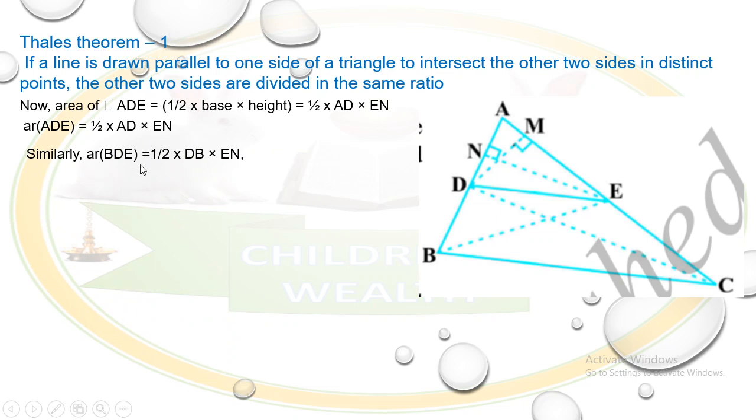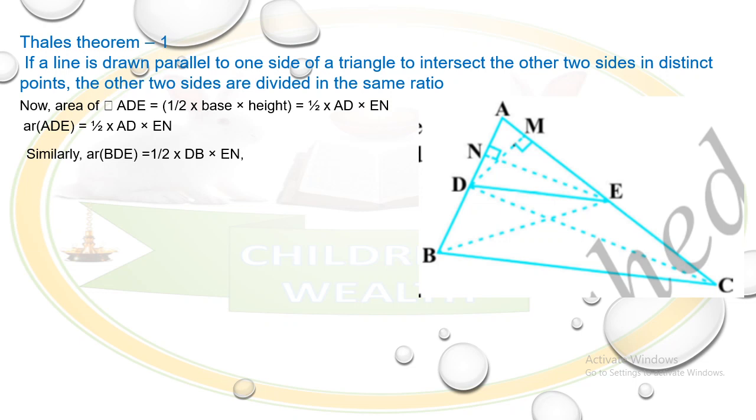Similarly, area BDE. Here what we have done is split this trapezium into triangles, that is BDE and CDE. How to calculate the area of BDE?